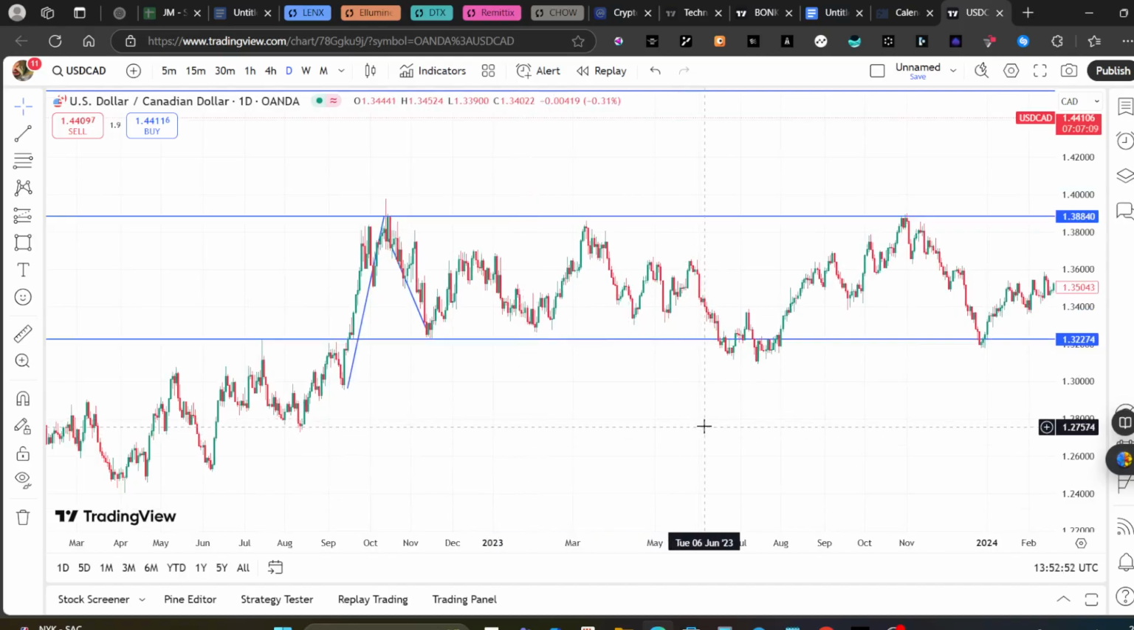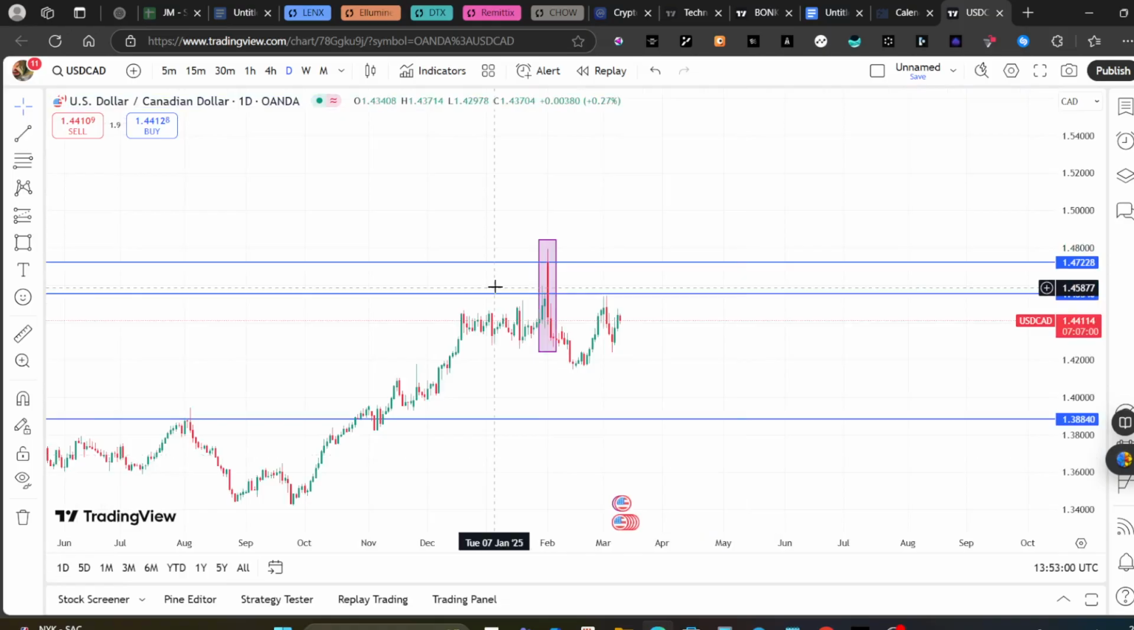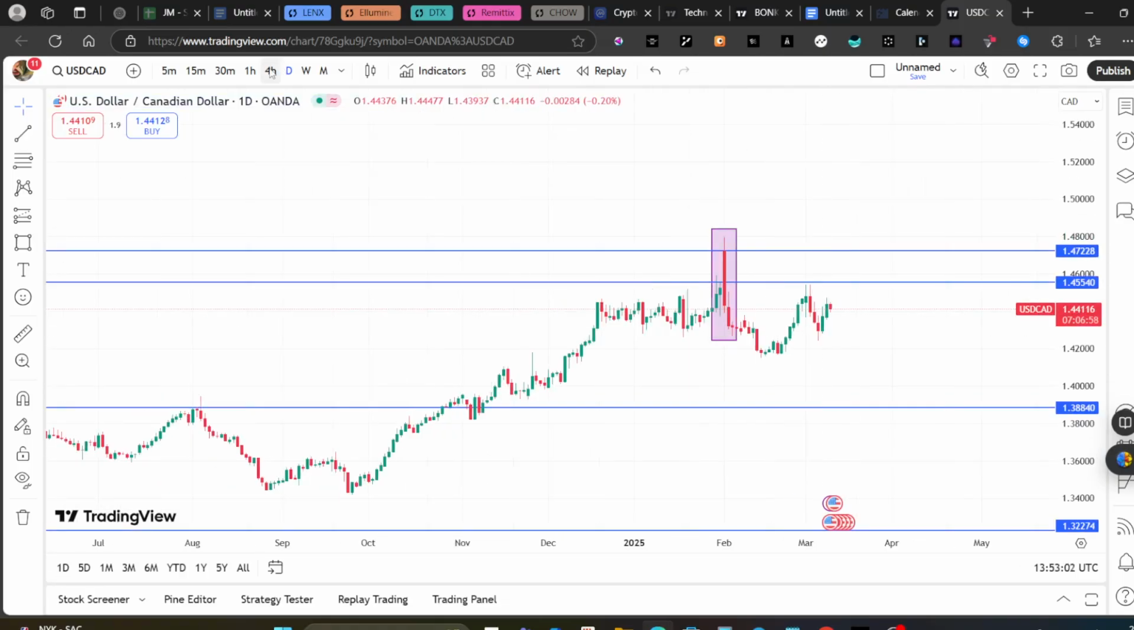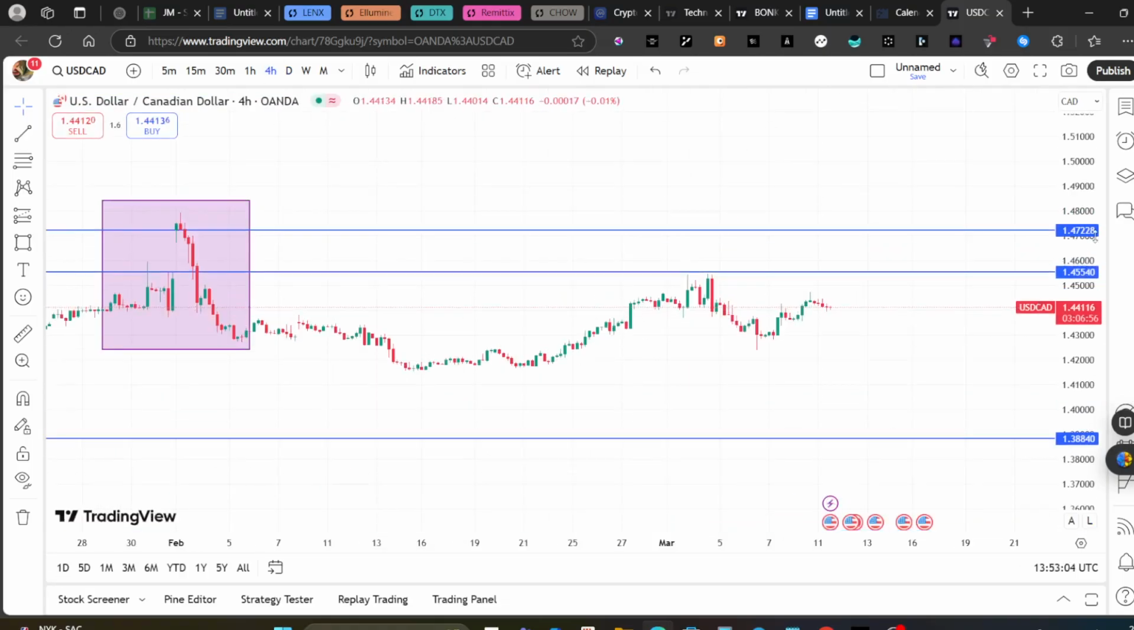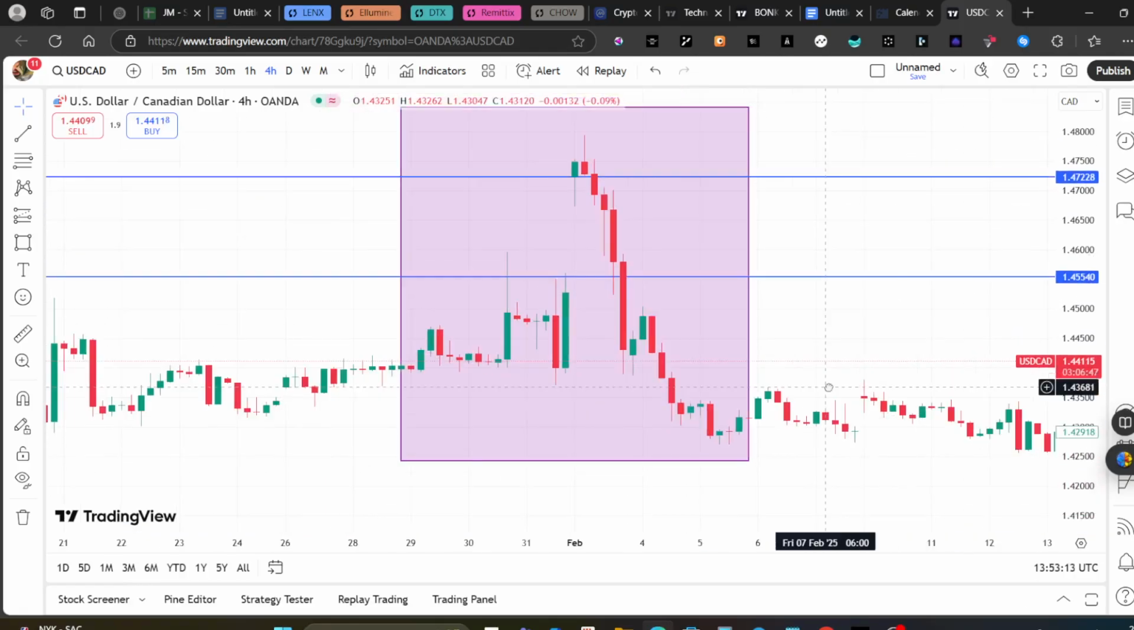Now some final tips before we round up. Be patient, because imbalances don't happen every minute. You might not find such scenarios all the time, but when they do, they provide high probability trade setups.